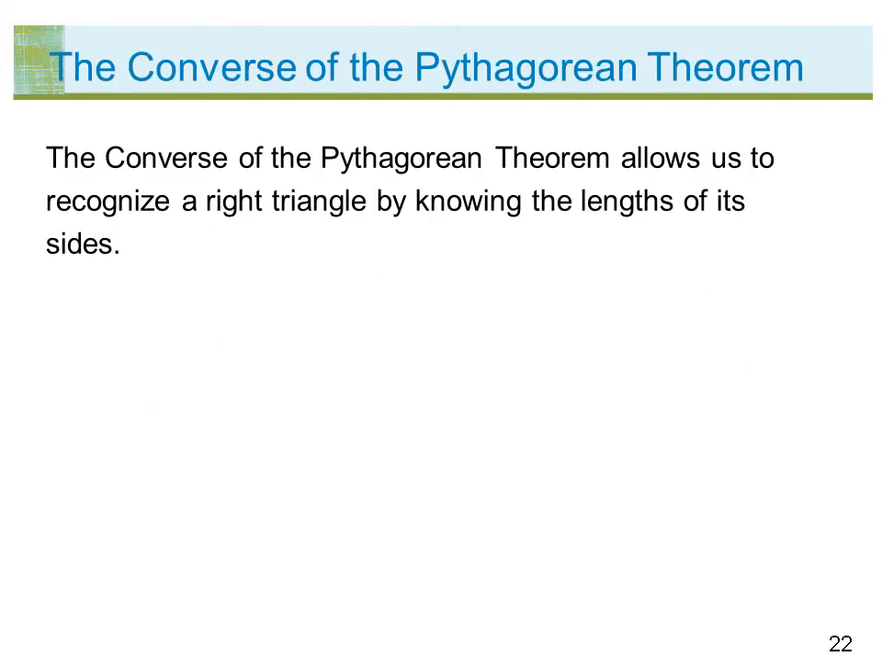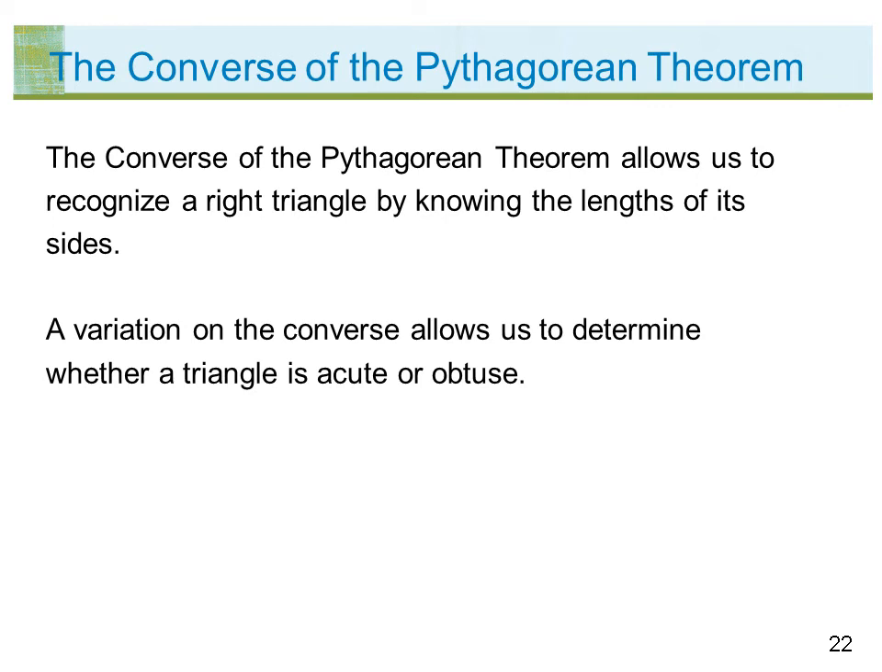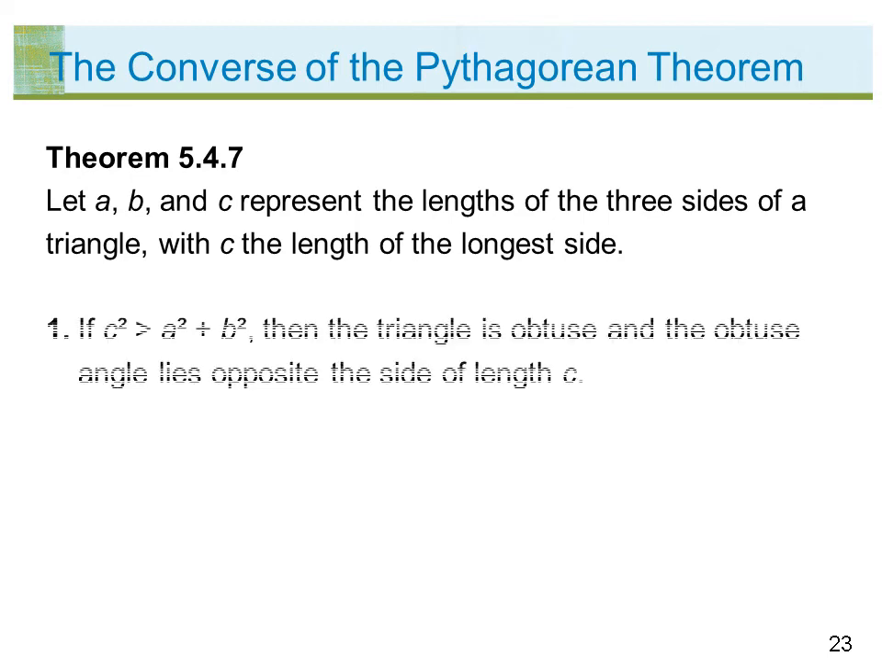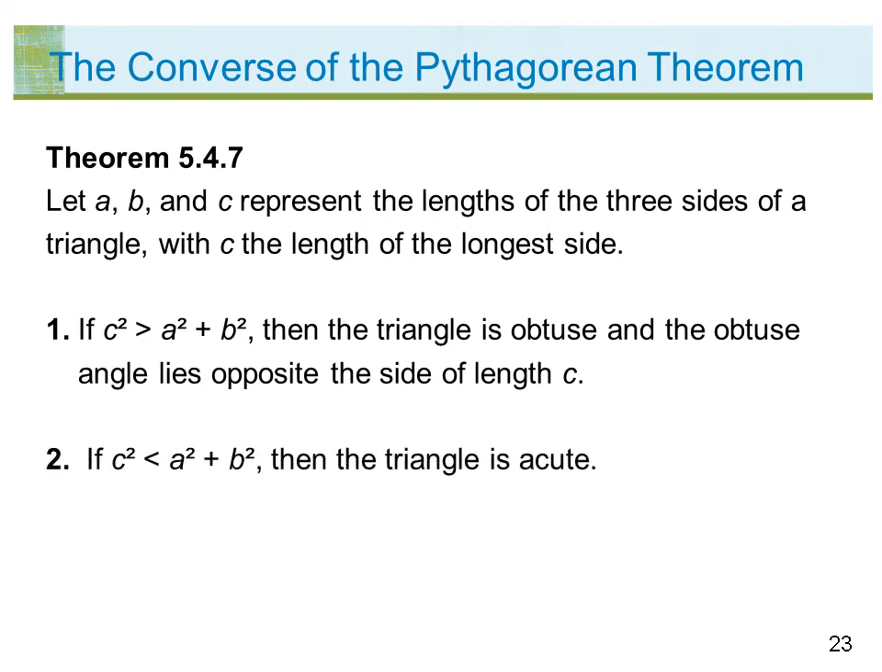The converse of the Pythagorean theorem allows us to recognize a right triangle by knowing the lengths of its sides. A variation on the converse allows us to determine whether a triangle is acute or obtuse. Theorem 5.4.7: Let a, b, and c represent the lengths of the three sides of a triangle, with c the length of the longest side. Number 1: If c squared is greater than a squared plus b squared, then the triangle is obtuse, and the obtuse angle lies opposite the side of length c. Number 2: If c squared is less than a squared plus b squared, then the triangle is acute.